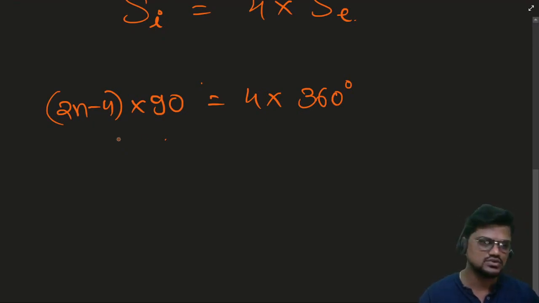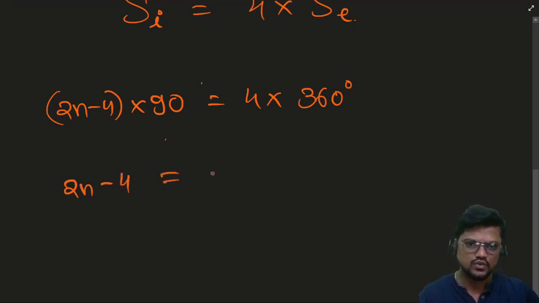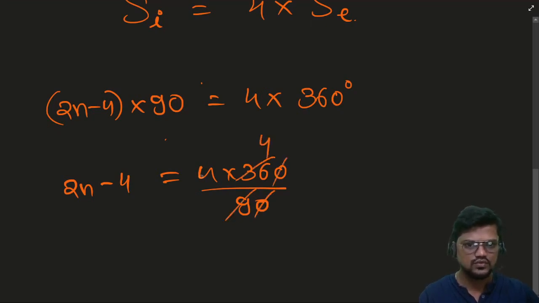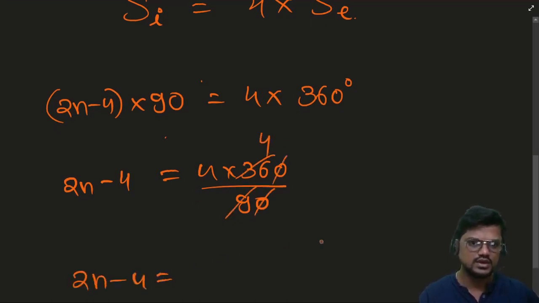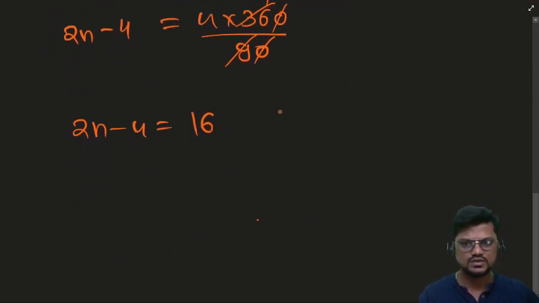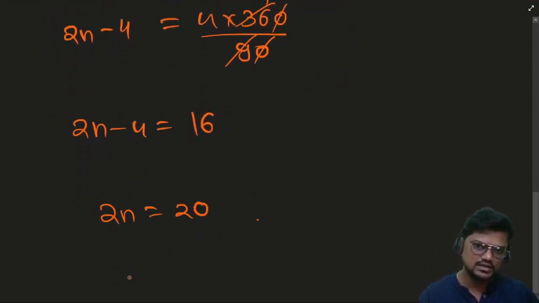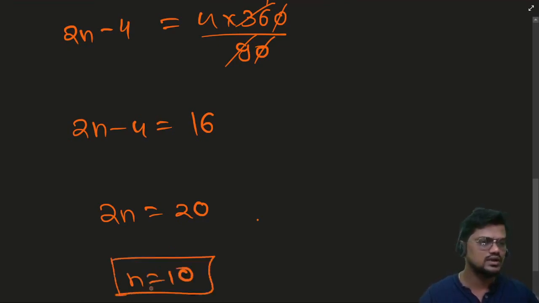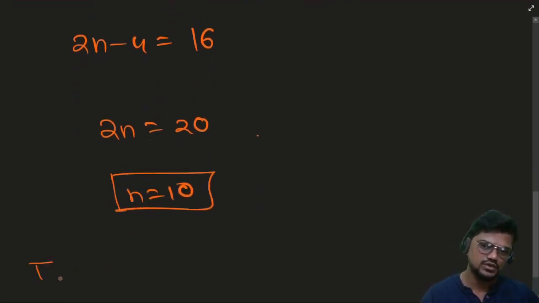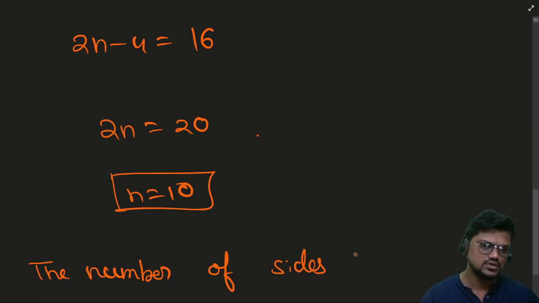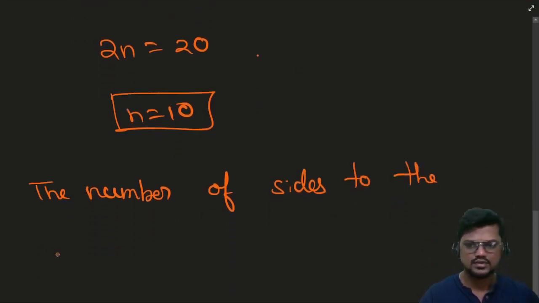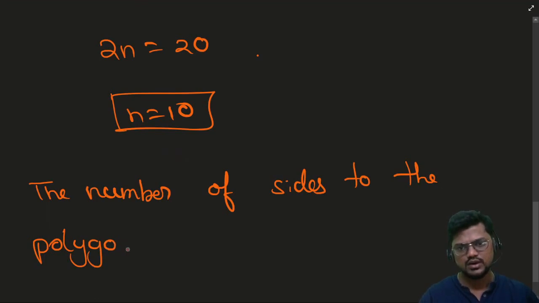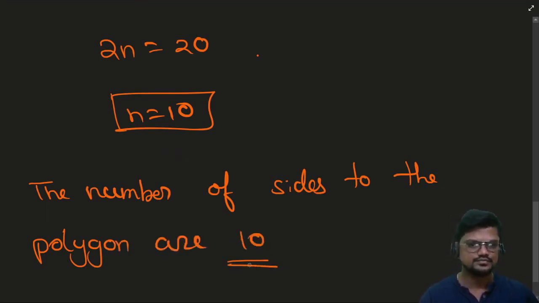Next, you need to solve this. Over here, 2n minus 4 equals 4 into 360 upon 90. 4 fours are 16. So 2n minus 4 equals 16. This 4 goes on that side, 2n equals 20, and then n equals 10. So what do you get? The number of sides of the polygon is 10. Got it?